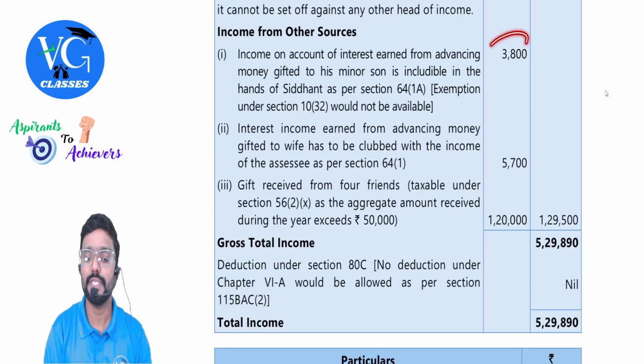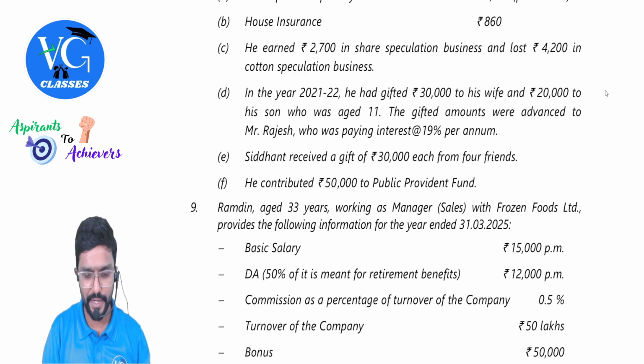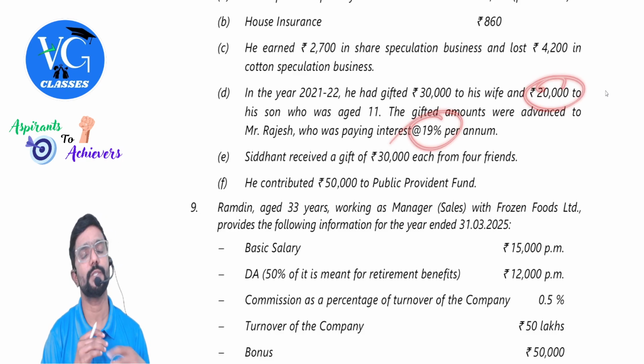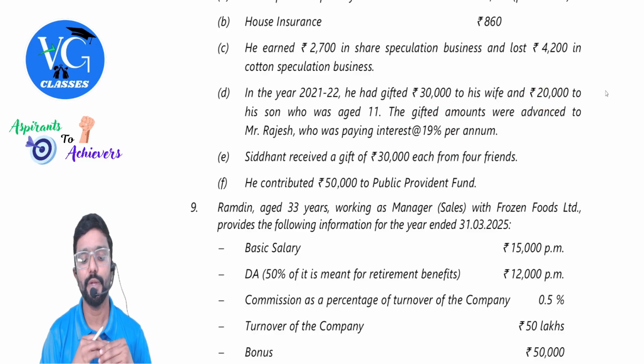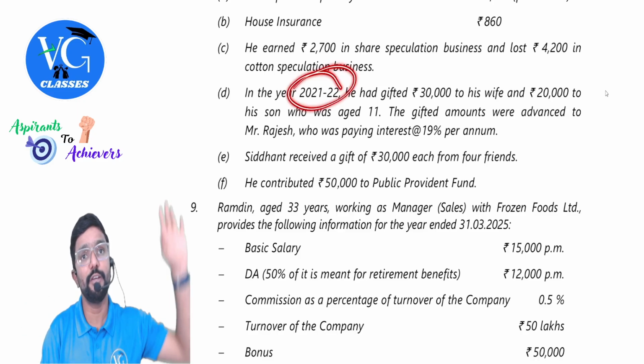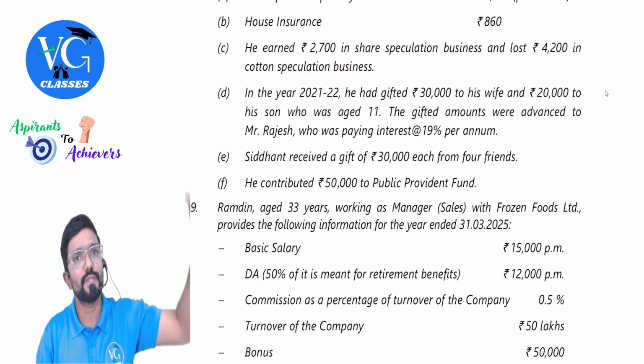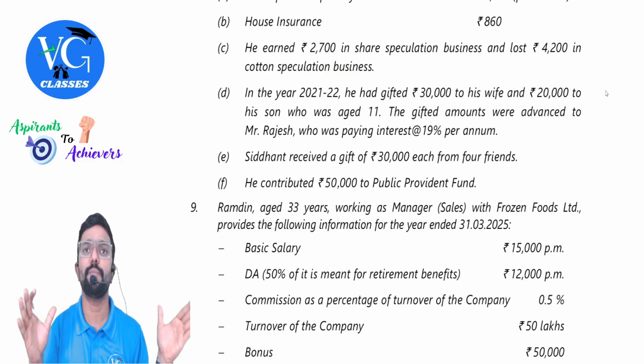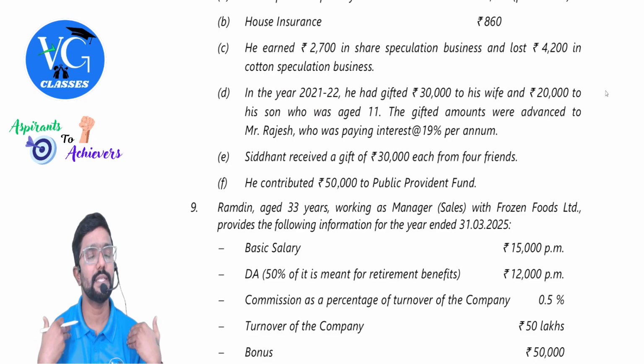So straight away, how much is the income? 3,800. How did we get it? How much is gifted to son? 20,000 into 19%. Clear. The entire previous year we are taking because the money was gifted in 21-22. So assume that the interest is earned throughout the previous year. We are concerned only about what is earned during the previous year.